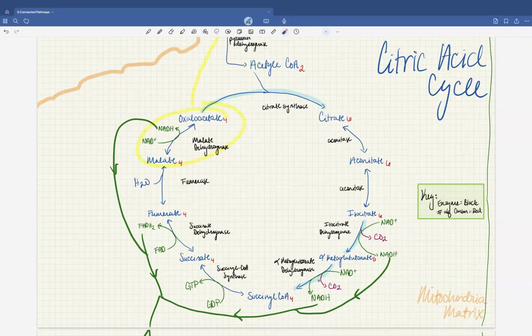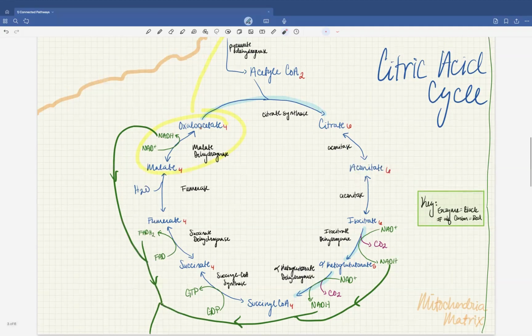So this step also creates another NADH, and then succinyl-CoA can then go on to be converted by succinyl-CoA synthase into succinate, which will generate a GTP. And then succinate is converted into fumarate using succinate dehydrogenase and also creates another energy reducing equivalent, FADH2. And then fumarate is converted into malate with the enzyme fumarase. Malate is converted into oxaloacetate using the malate dehydrogenase enzyme and creates another reducing equivalent, NADH.